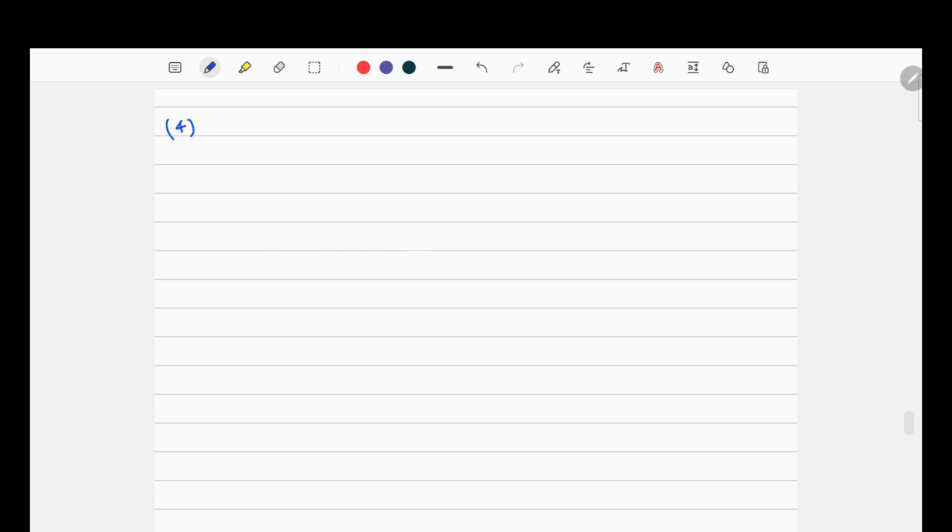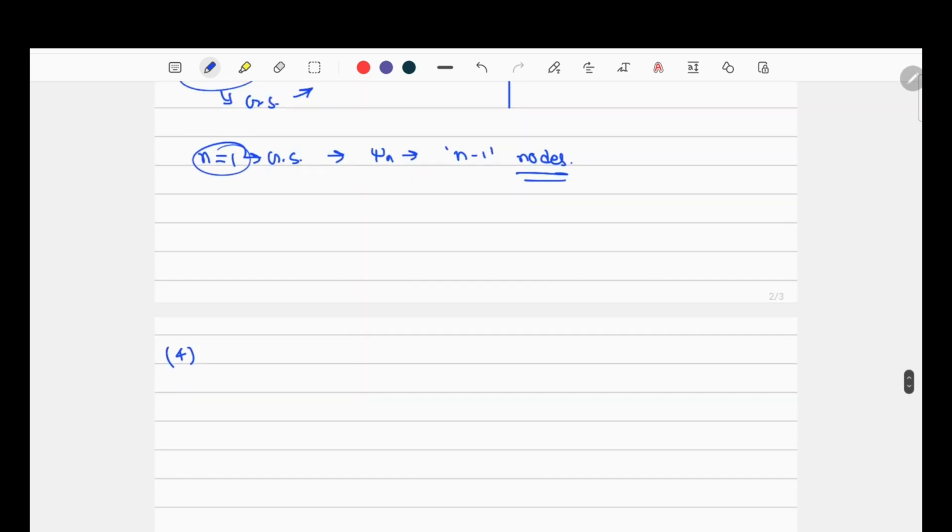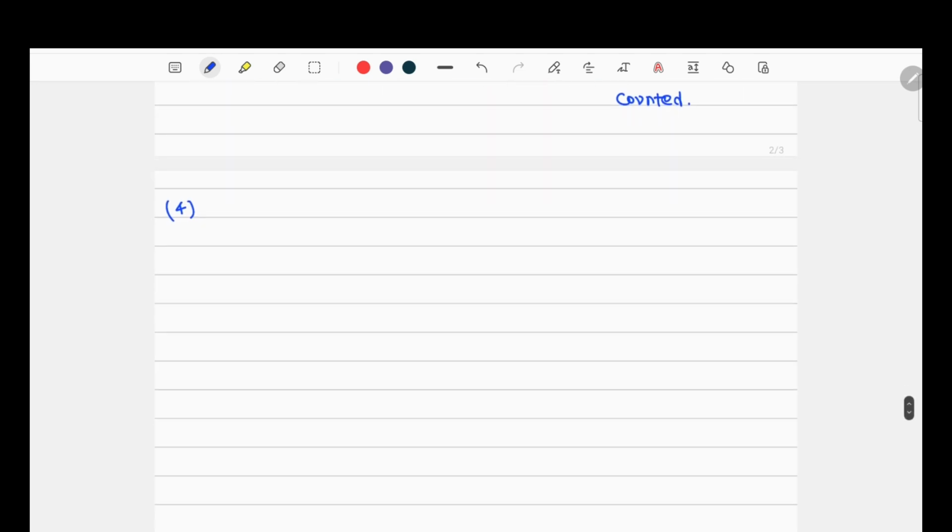Now the fourth and final property, which is a very simple one. In this also remember that the nodes at plus minus infinity are not counted. That does not matter. Now the fourth property is, if the potential we are talking about is symmetric about x equal to 0, then you have a very peculiar property that the wave function will have a definite parity.